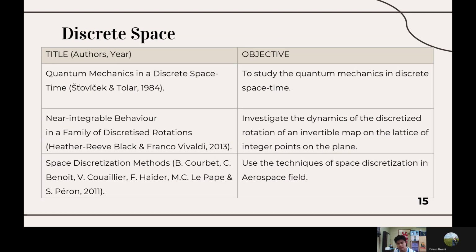Next, we also found some papers about discrete space. The first paper we found is on quantum mechanics in a discrete space, from Stovicek and Tolar in 1984, which studies quantum mechanics in discrete space-time.